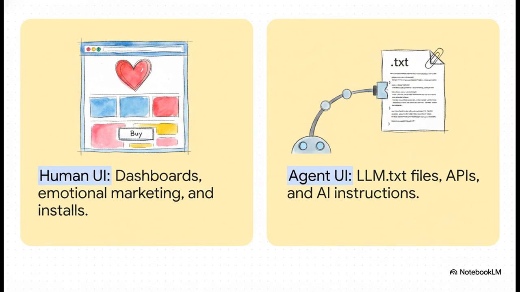Think about traditional human UI. It's full of emotional marketing copy and complex, multi-step install flows. But increasingly, the user arriving at your site is going to be an AI agent. And guess what? Agents don't care about your marketing fluff. They need Agent UI. You absolutely must optimize your websites by incorporating LLM.txt files. These text files allow AI agents arriving on your site to instantly figure out your API, navigate your product, and understand if it's trustworthy, all without needing a human to sit there and translate it for them.